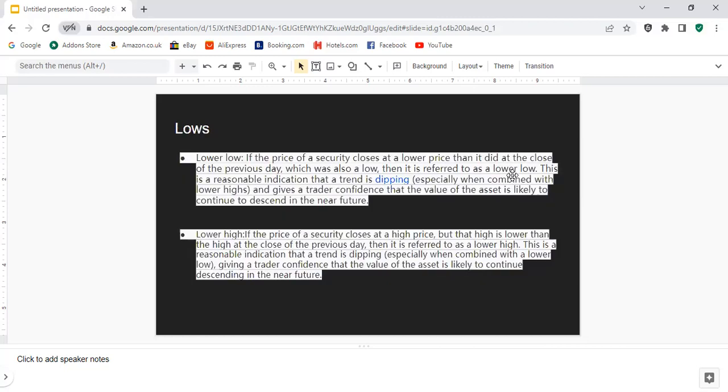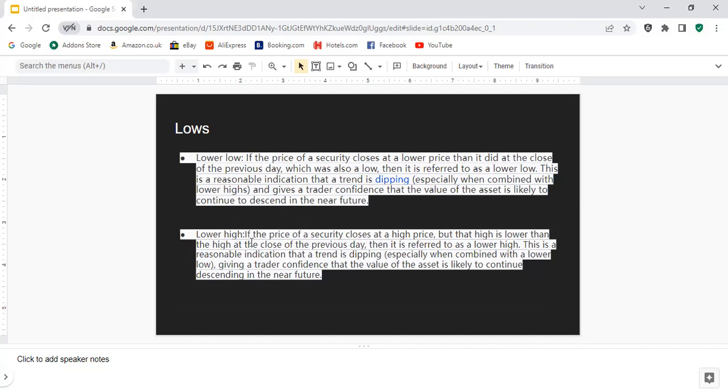Right. Next, lower low. If the price of a security closes at a lower price than it did at the close of the previous day, which was also a low, then it is referred to as a lower low. This is a reasonable indication that a trend is dipping, especially when combined with lower highs, and gives a trader confidence that the value of the asset is likely to continue to descend in the near future.